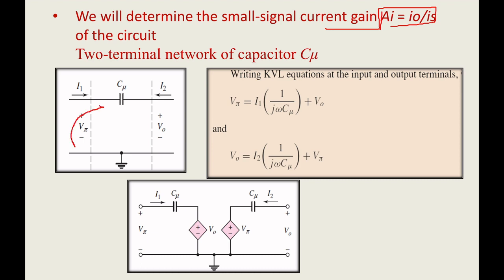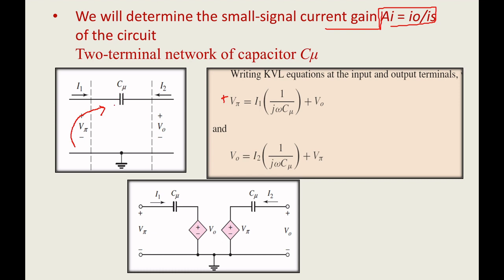Apply the KVL in the clockwise direction. When you apply the KVL clockwise, what will you get? You will get V pi minus V naught plus V pi. Then we will get this for C mu. What is the C mu in terms of current? In terms of voltage, because you are applying KVL, you want to find the voltage corresponding to this capacitance.